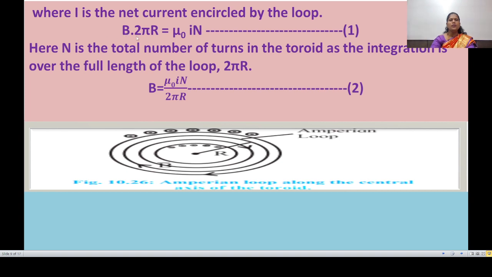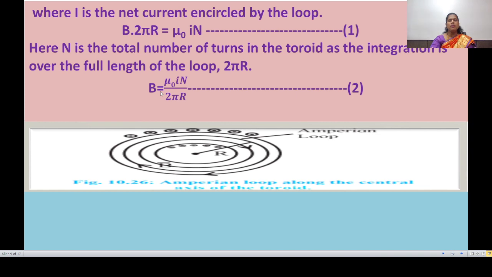Therefore, for the circle, B times 2 pi r is equal to mu0 N I. The integration of dl over the full length of the loop is 2 pi r, and here instead of I we write N I, where N is the total number of turns in the toroid. So we get the equation B is equal to mu0 N I upon 2 pi r.